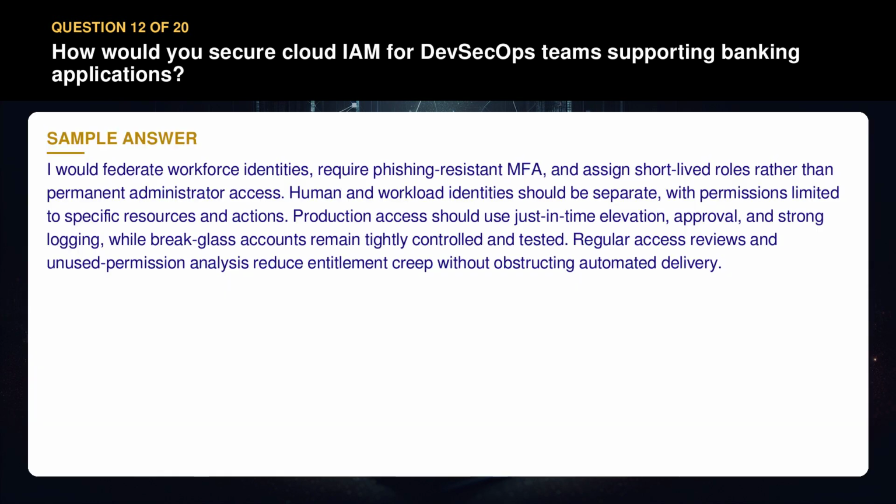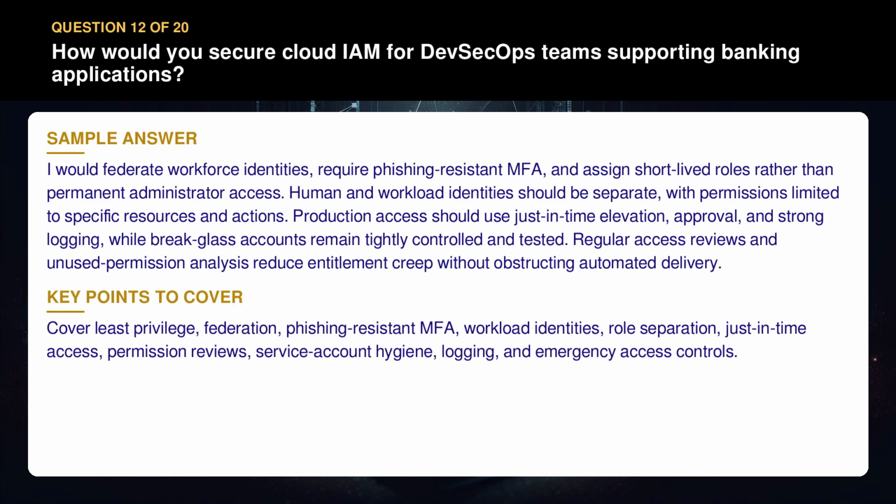I would federate workforce identities, require phishing-resistant MFA, and assign short-lived roles rather than permanent administrator access. Human and workload identities should be separate, with permissions limited to specific resources and actions. Production access should use just-in-time elevation, approval, and strong logging, while break glass accounts remain tightly controlled and tested. Regular access reviews and unused permission analysis reduce entitlement creep without obstructing automated delivery.